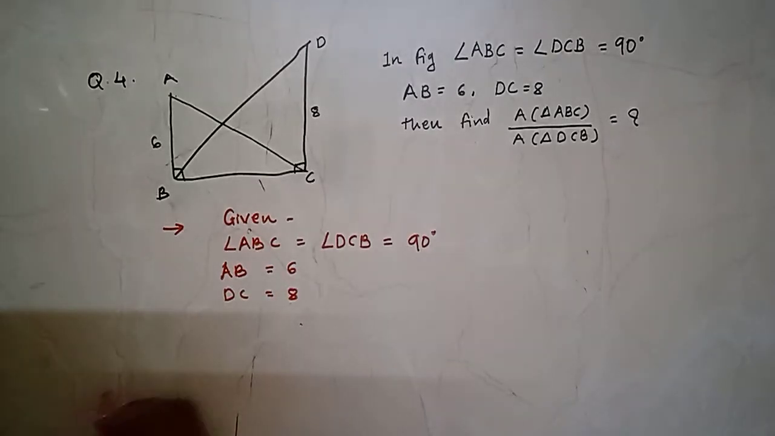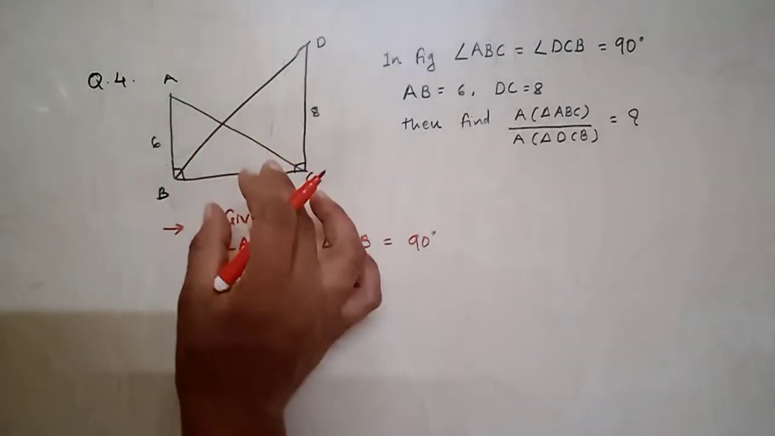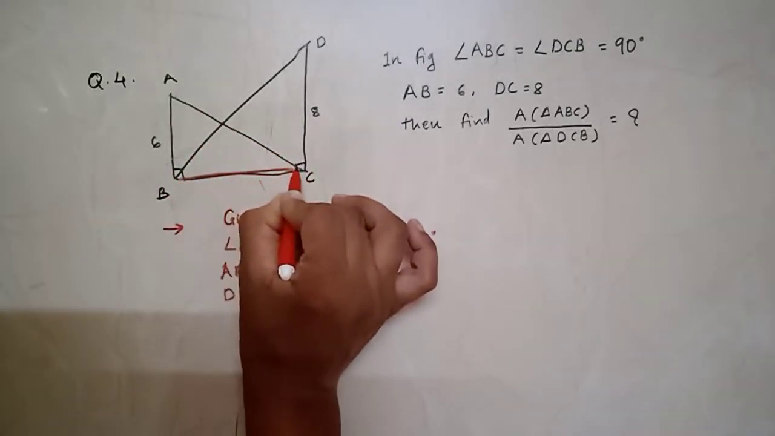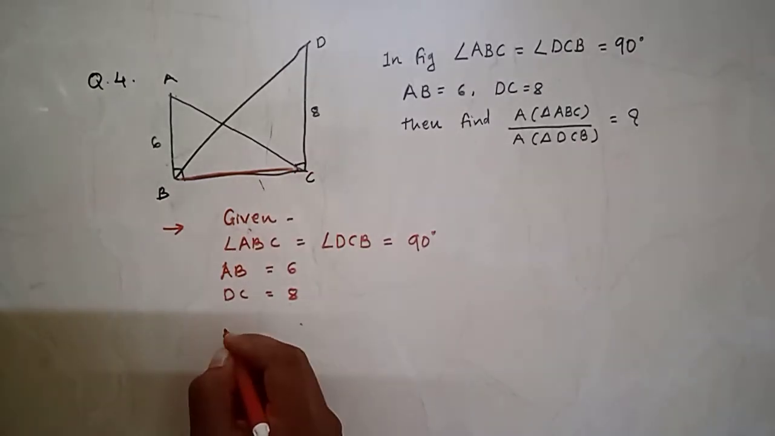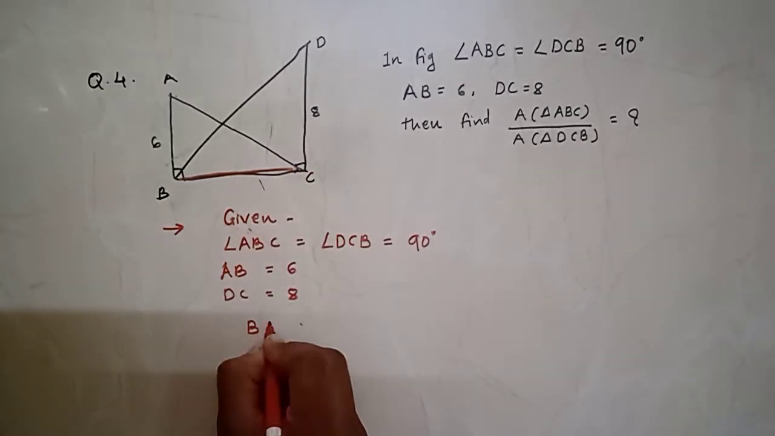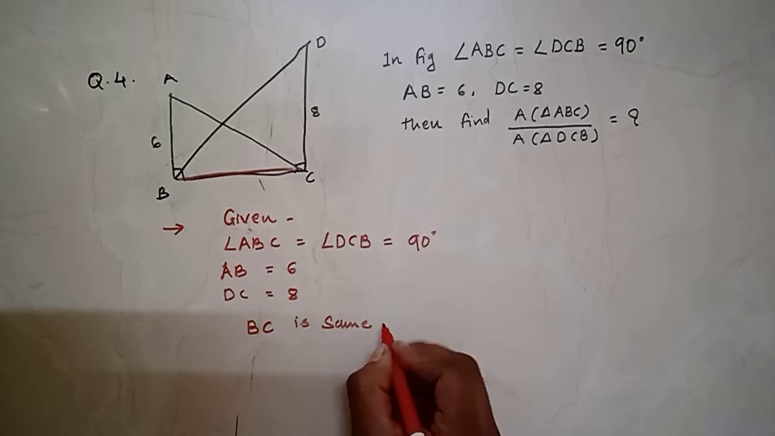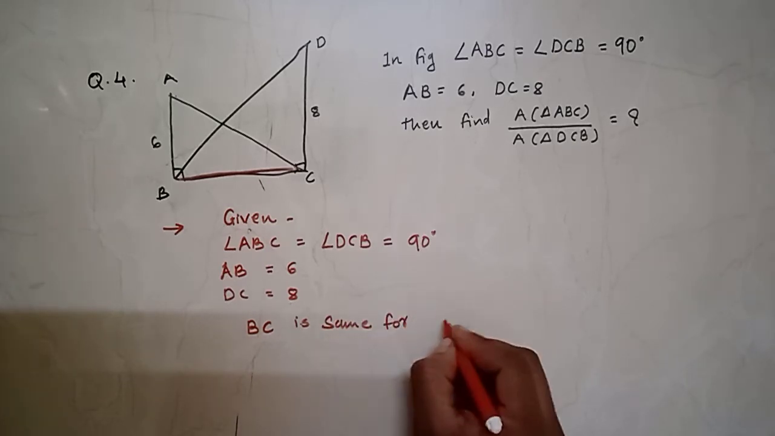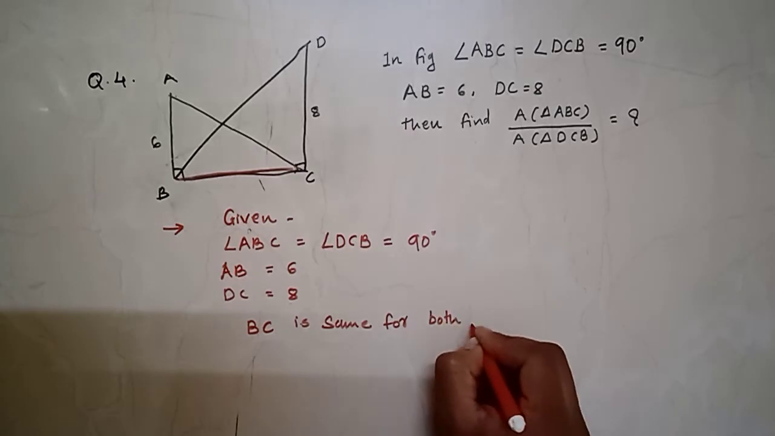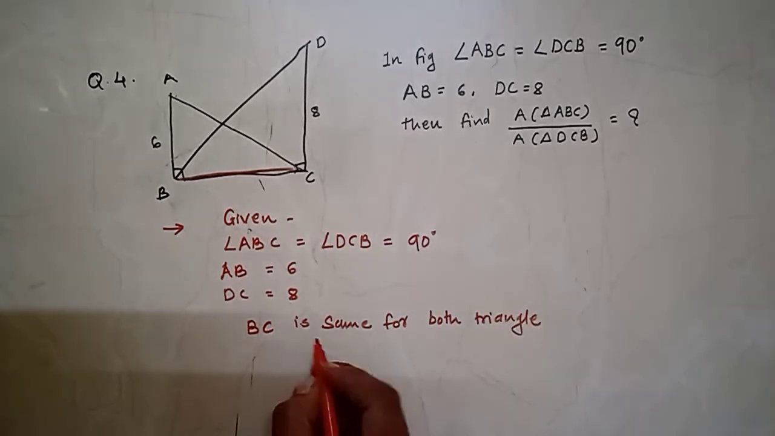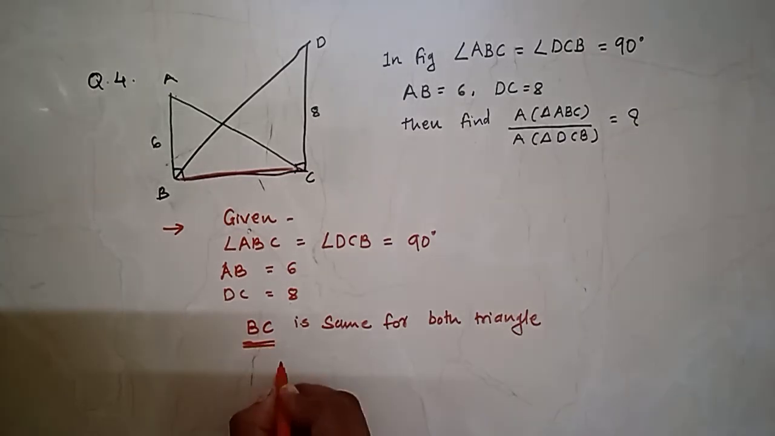Okay, and we know that in both triangles one thing is common, this is BC. Okay, then in both triangles BC is the same, right? Same for both triangles. Okay, so this is the base, right? This BC is the base for both triangles.